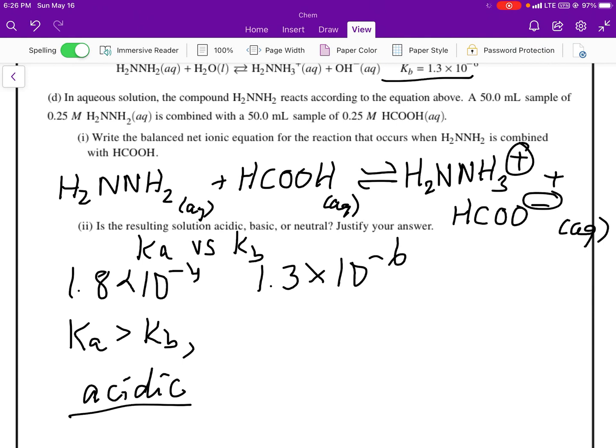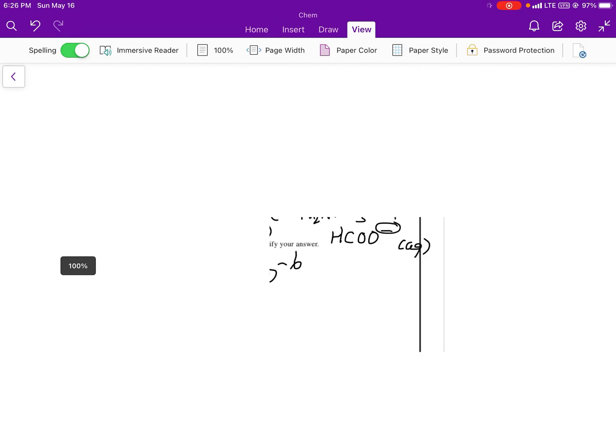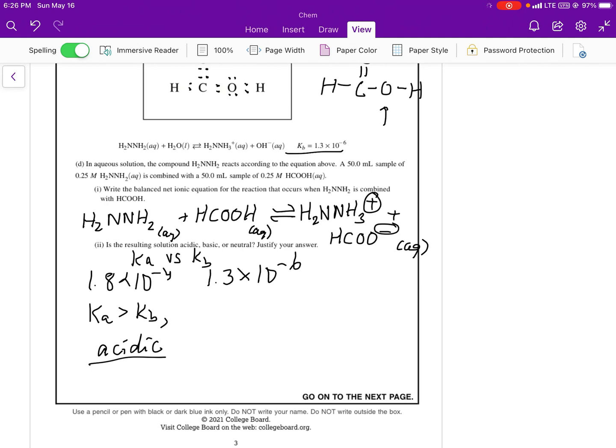It makes sense because the dissociation constant Ka is larger than Kb, so there should be more hydronium than hydroxide in solution. So that takes care of part D.